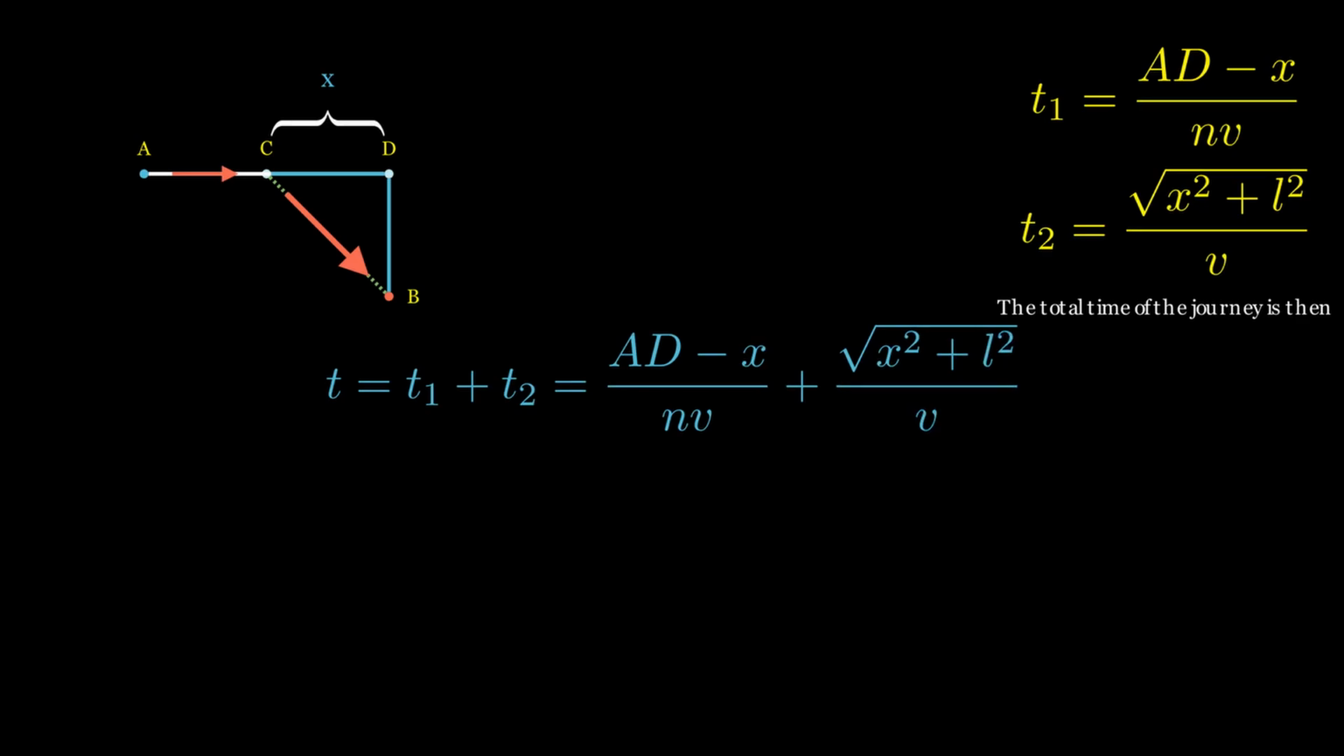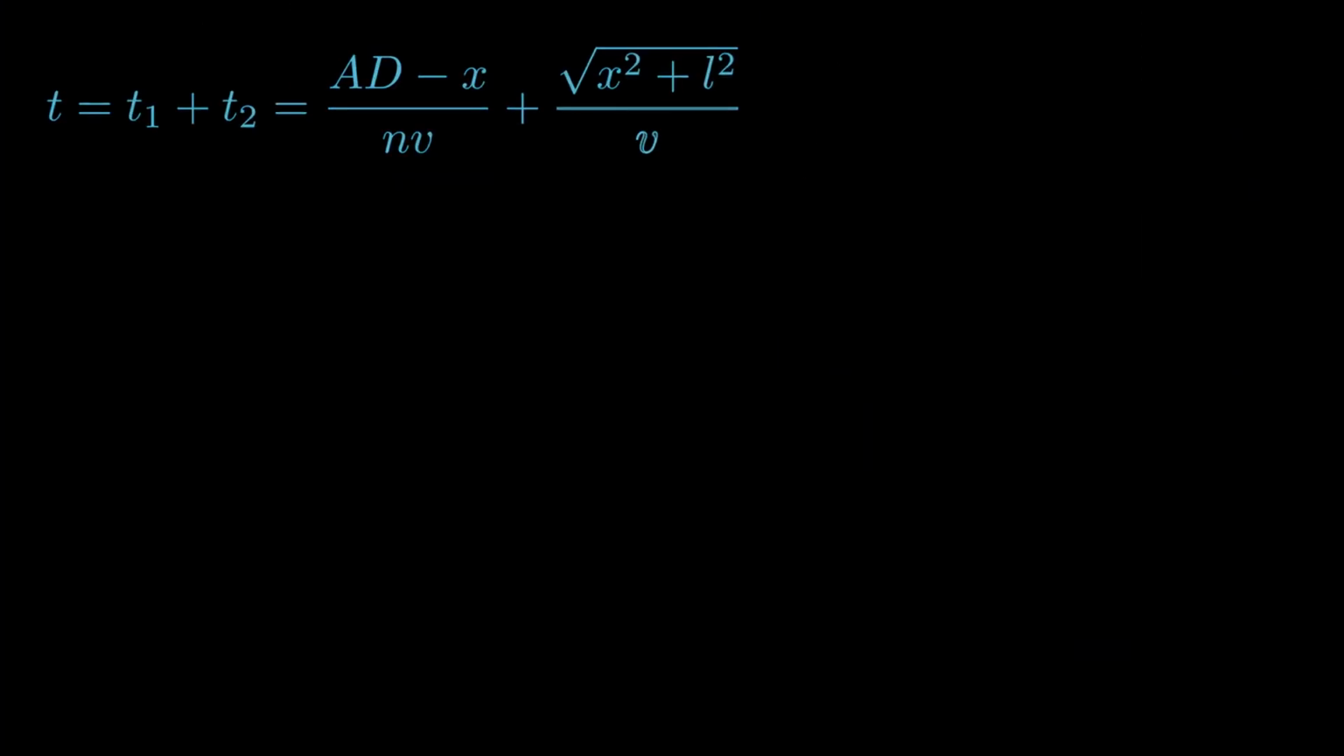Now, in order to minimize the time taken by the vehicle to reach point B, we must minimize the overall time of the journey. This is where the calculus kicks in. So far, we have only used geometry to arrive at the expression for time. So after taking the first derivative of the expression for time with respect to the variable x and equating it to 0, we get that the value of x such that the time of the journey is minimized is as follows.